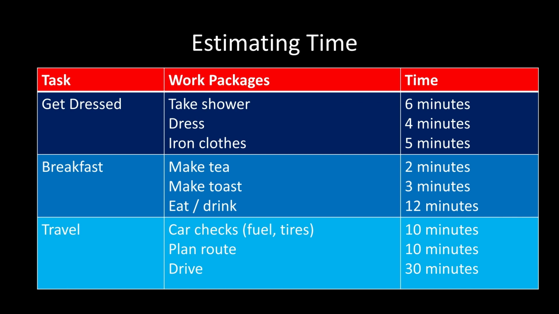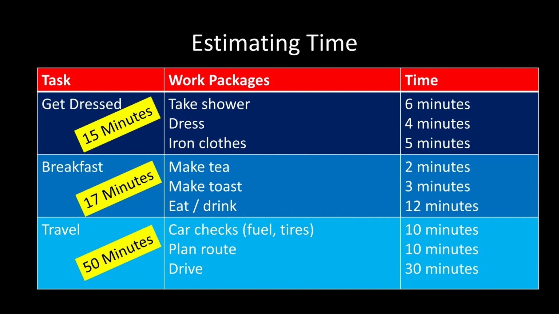We can quite simply take each of those blocks and add up taking a shower, getting dressed and ironing clothes, and summarize those to say 15 minutes for that block of activities. And that's what we'd see in the work breakdown structure, where we've got the individual work packages under particular task titles. But to schedule, we need individual work packages to have assigned times.